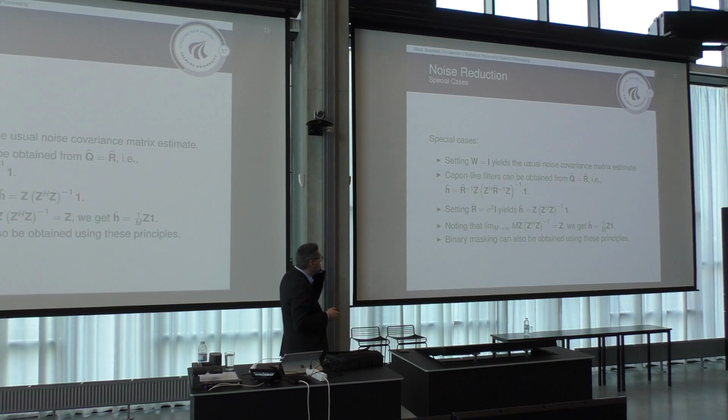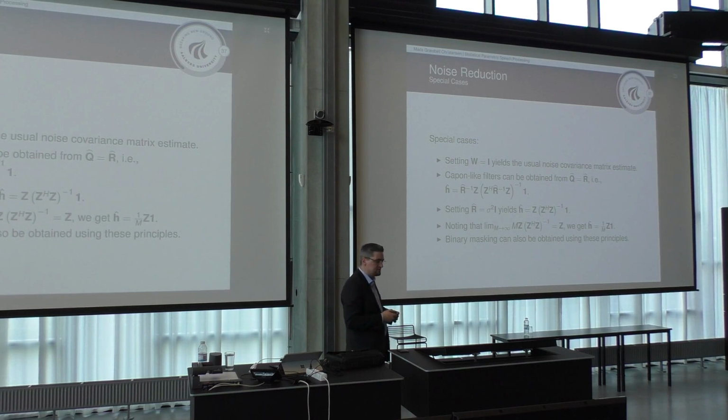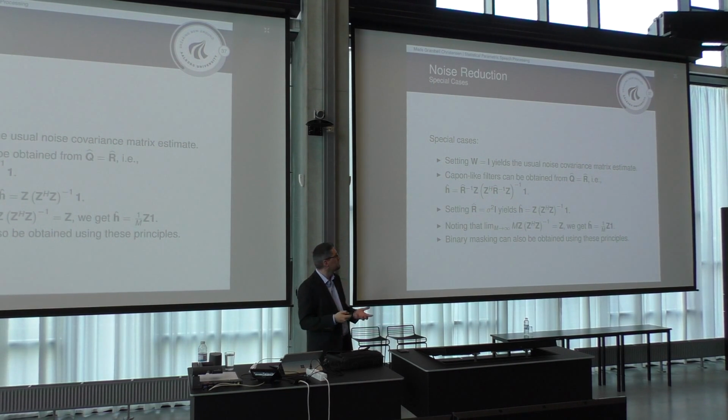Okay, some interesting things here is that in this noise covariance matrix estimate here, if you set W equal to the identity matrix, then you get what we would call the usual model-based noise covariance matrix estimate. If instead of this Q here we use R, then we get what we call Capon-like filters, so the filters I was using for finding the fundamental frequency earlier. If we set it to a scaled identity matrix, so we assume that the noise is white, we actually end up with just the pseudo-inverse here times a bunch of ones here.